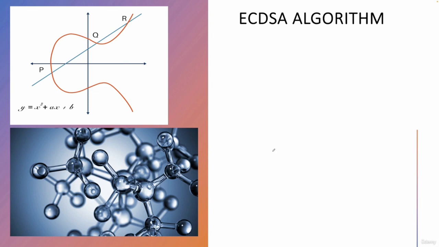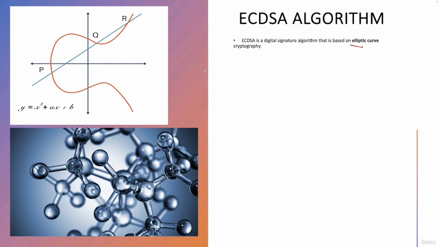So ECDSA stands for Elliptic Curve Digital Signature Algorithm, right? As the name suggests, it is an algorithm used for digital signatures, and the EC stands for elliptic curve. So let's take a look. ECDSA is a digital signature algorithm that is based on elliptic curves. Now you may ask, what are elliptic curves?